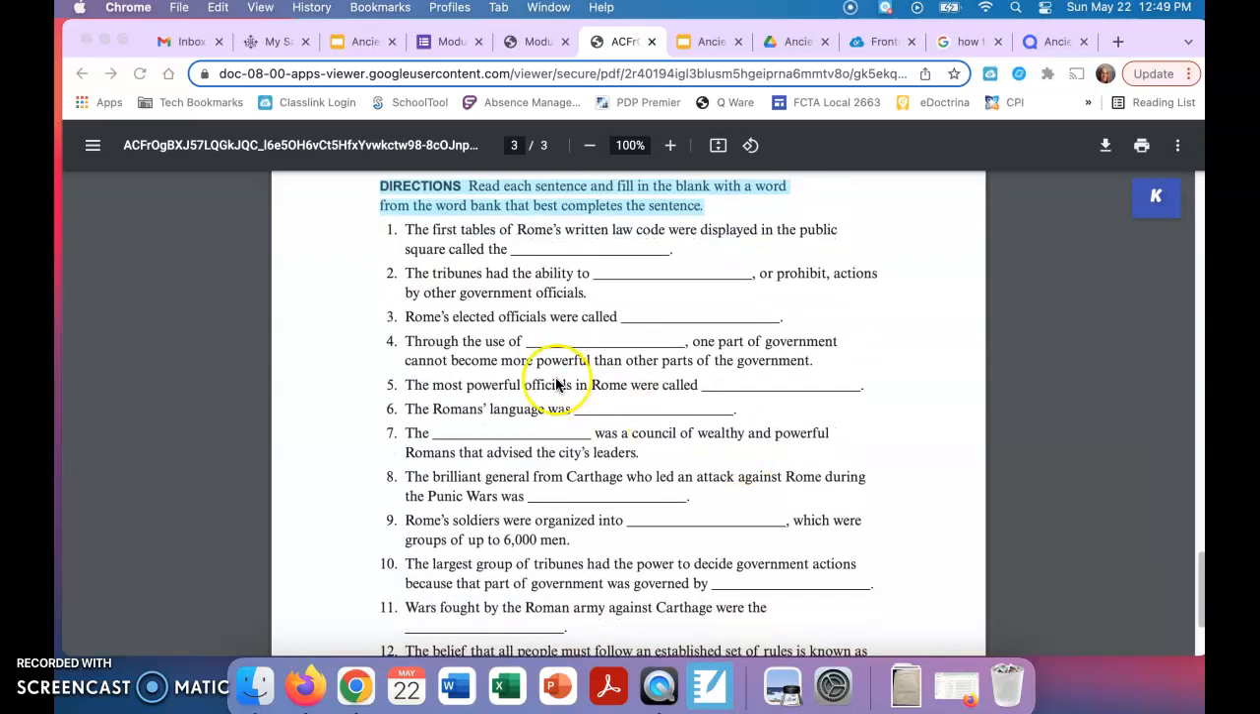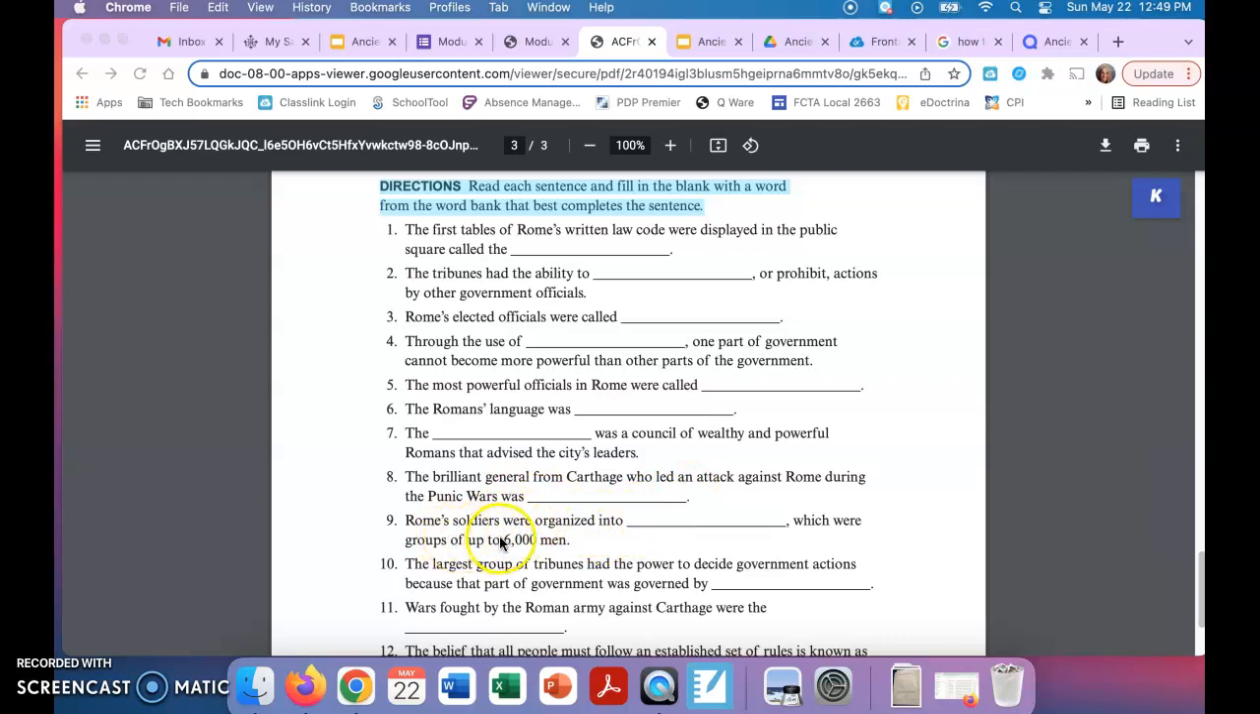Number 5, the most powerful officials in Rome were called. Number 6, the Romans' language was. Number 7, the blank was a council of wealthy and powerful Romans that advised the city leaders. Number 8, the brilliant general from Carthage who led an attack against Rome during the Punic Wars was. We only really talked about one general.